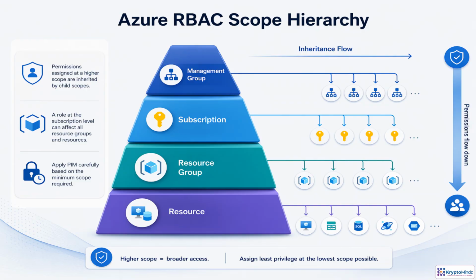With Azure RBAC, the role matters, but the scope matters just as much. Scope moves from broad to narrow: management group, subscription, resource group, and then individual resource. Permissions granted higher up are inherited below, so a subscription-level role can reach every resource group and resource inside that subscription. That is useful, but it is also risky. When using PIM, assign or activate access at the smallest scope that supports the task. If someone only needs to manage one database or one resource group, avoid granting access across the whole subscription.